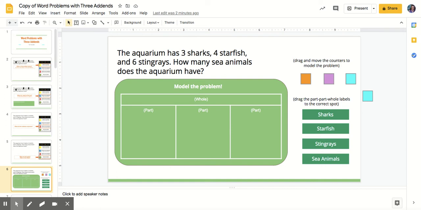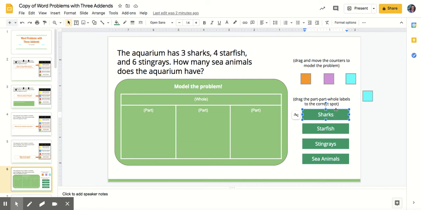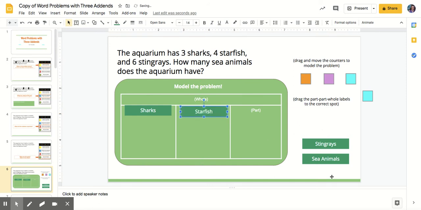But this time it's going to be part part whole. So we have three parts. What I'm going to do is first label the different spots so I know what we're looking at. So I'm going to move our sharks label right here. I'm going to move our starfish here. I'm going to move our stingrays here. Well, those are our three parts. And then move sea animals, which would be all of them, up here for the whole.